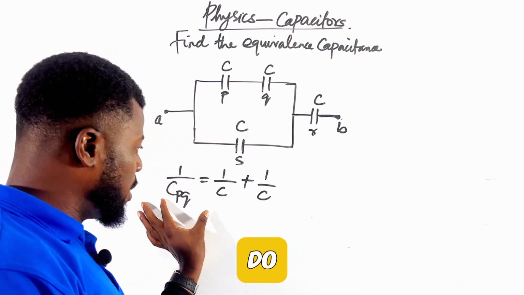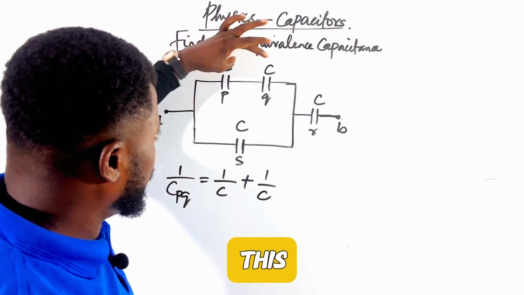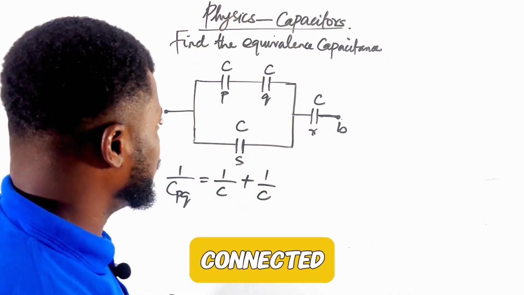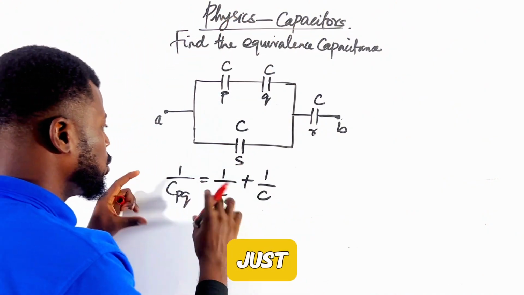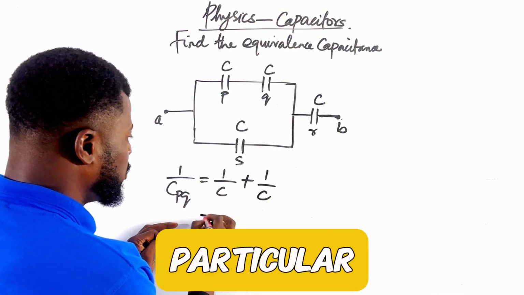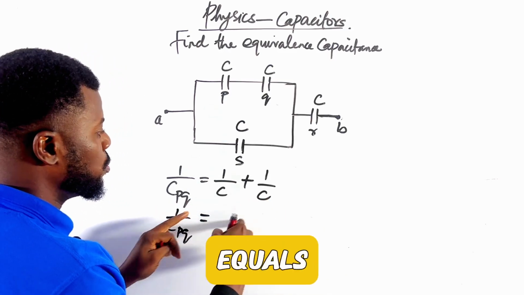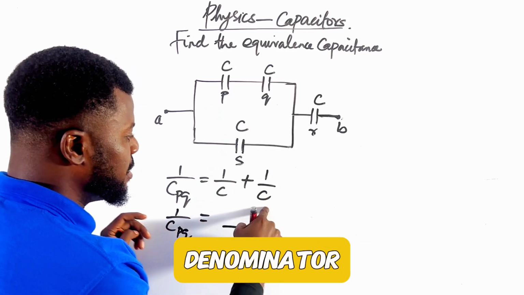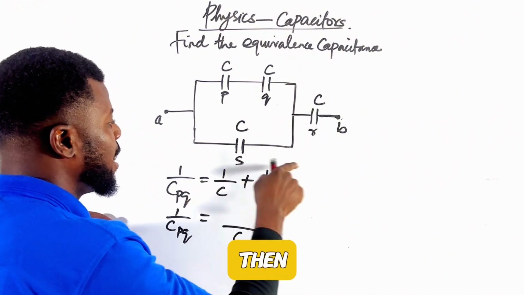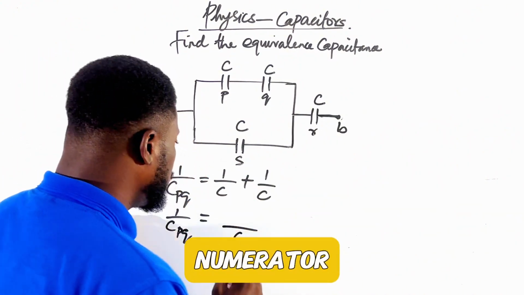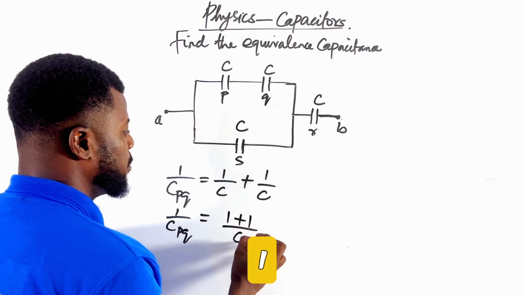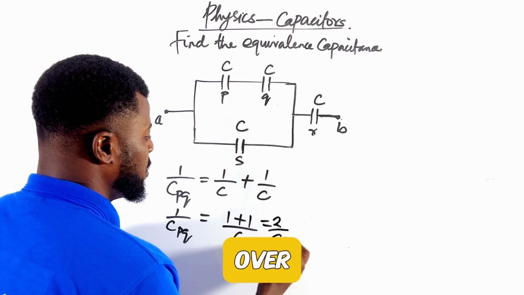Now, how do we get CPQ, which is these particular capacitors connected in series? It's pretty simple. Just make sure you solve for this fraction. 1 over CPQ equals, the denominators are the same, just pick one of them and then add the numerators. The numerator is 1 plus 1. So we have 2 over C.